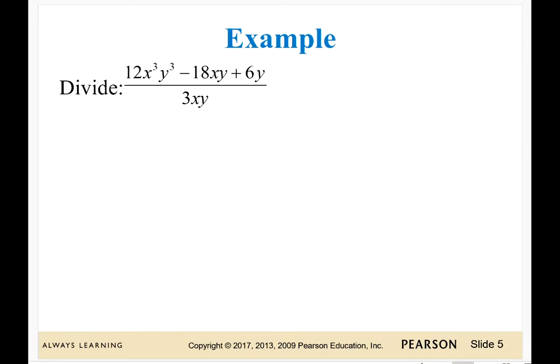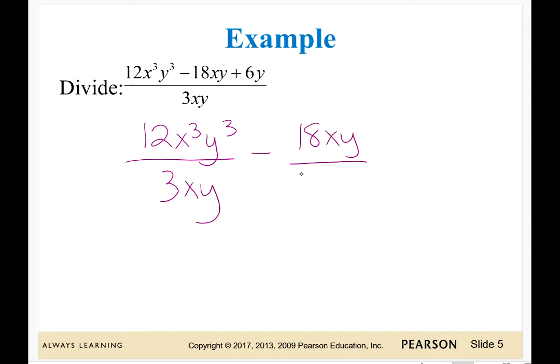All right, why don't you give this one a try if you want to press pause and give it a shot. All right, welcome back. Let's see if your work and my work are going to match up. So I'm going to take each of these terms in the numerator and divide them by 3xy. Go to the next one, divide that by 3xy, and then do the last one and divide that by 3xy.